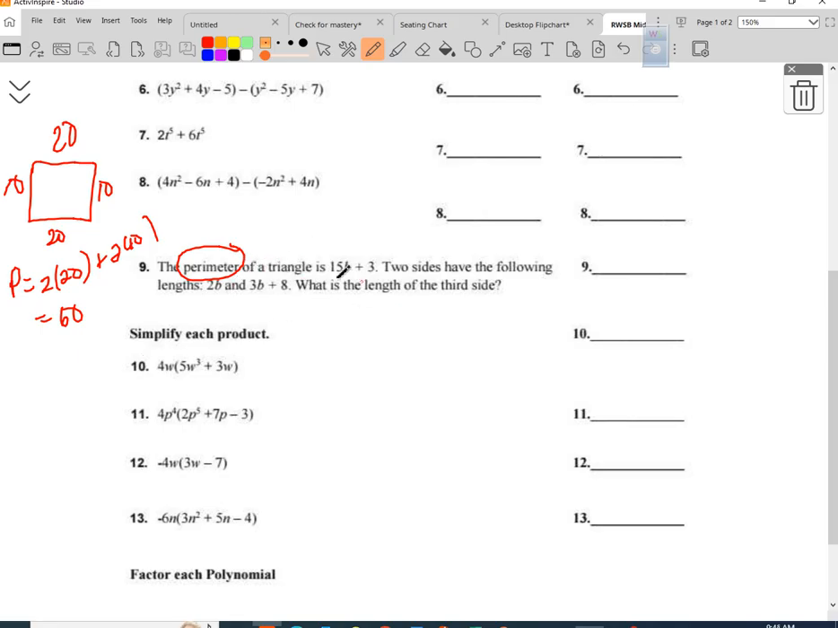This problem, we have a triangle. So let's talk about a perimeter triangle before we do the one with the weird side length. So if we had a triangle with side lengths 2, 3, 4, to get the perimeter of a triangle, we just add all the sides. So that perimeter would be 9.